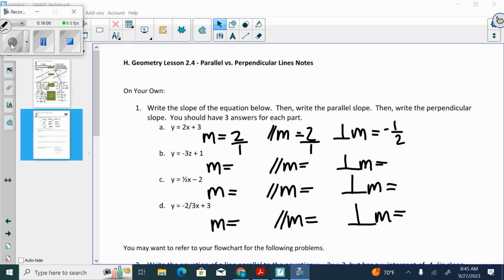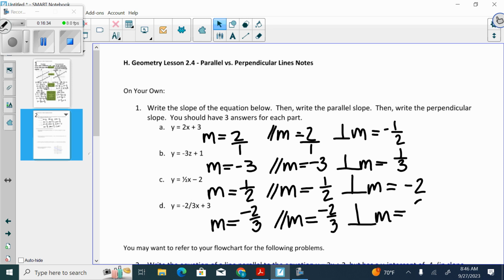Okay, can somebody tell me what our slope was for B? Good. Which meant the parallel slope was also negative 3. And the perpendicular slope was 1/3. Good. All right, on C, what was our slope? 1/2. So parallel slope was also, and perpendicular? Negative 2. All right, for D, what was my slope? Negative 2 over 3. So parallel would be? And perpendicular? Positive 3 over 2.